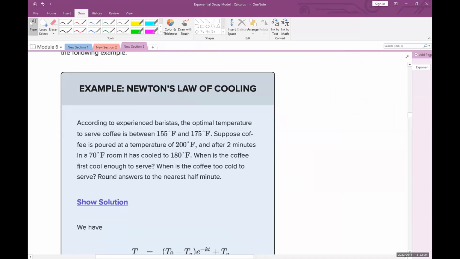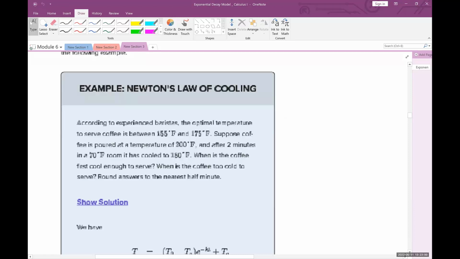So according to the experienced baristas, any baristas in here? Really? Did you work in coffee? Okay. So is this true then? Is the ideal temperature to serve coffee between 155 and 175 degrees? According to Starbucks policy, yeah. Is that there? Really? Okay. And did you raise your hand too? I thought I saw a second hand.